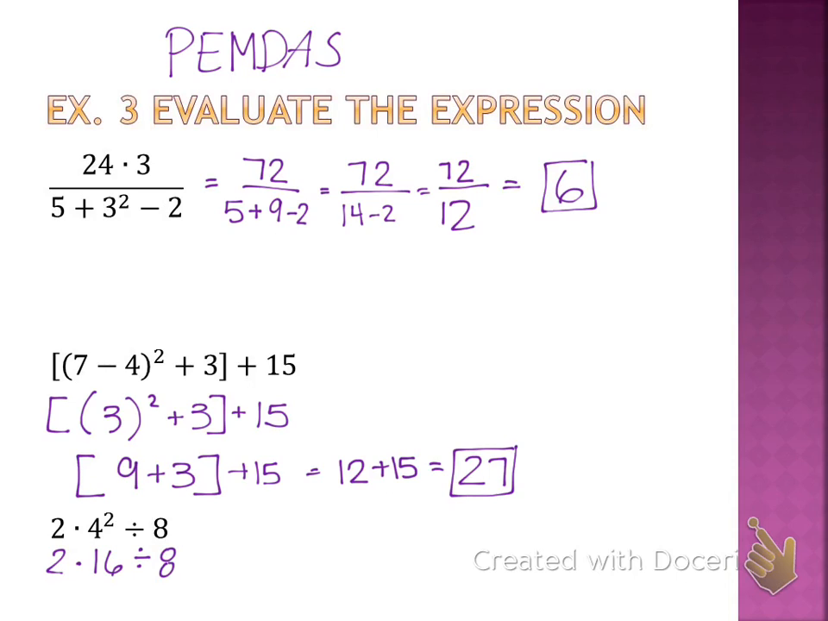divided by 8. Now, we're going to do the left to right rule because I have multiplication and division. 2 times 16 is 32. Divided by 8 is 4. That would be my final answer. You would get a totally different answer if you tried to do multiplication before the exponents. Okay?